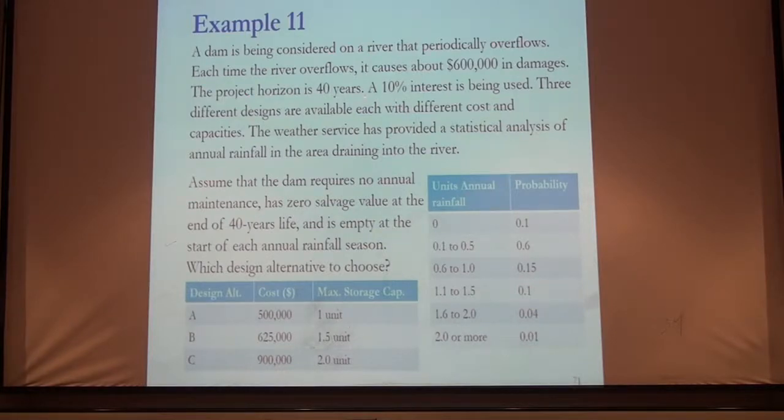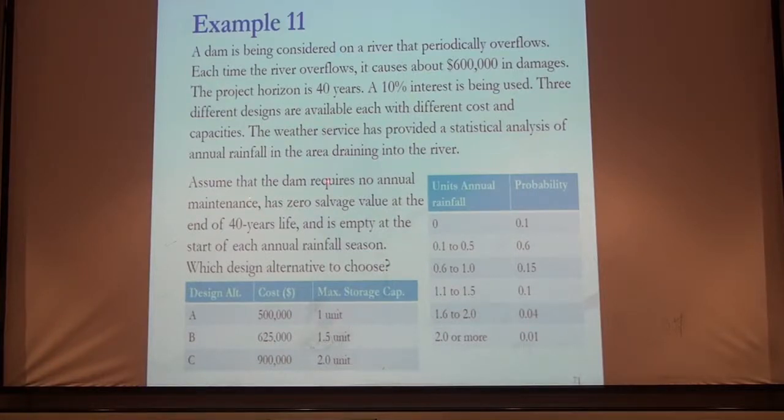Each time the river overflows, it causes about $600,000 in damages. The project horizon of this dam is 40 years, which will be its lifetime. A 10% interest is being used. Three different designs are available, each with different cost and capacities. The Weather Service has provided a statistical analysis of annual rainfalls in the area draining into the river.